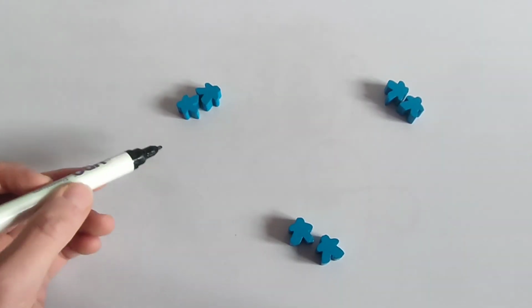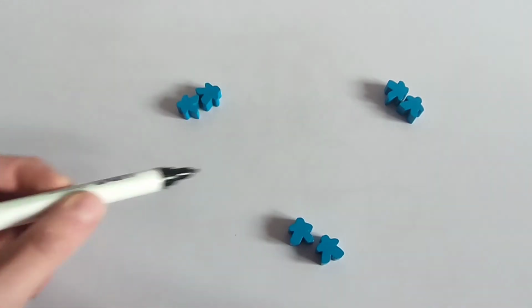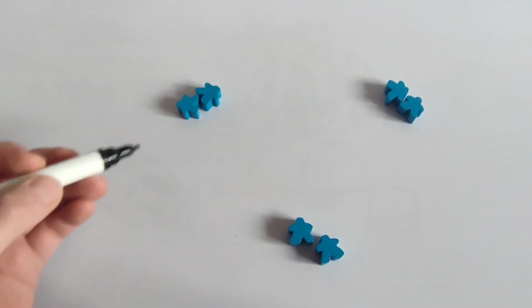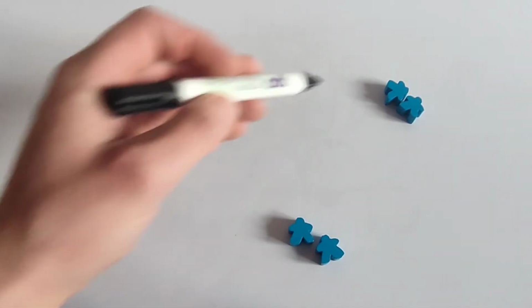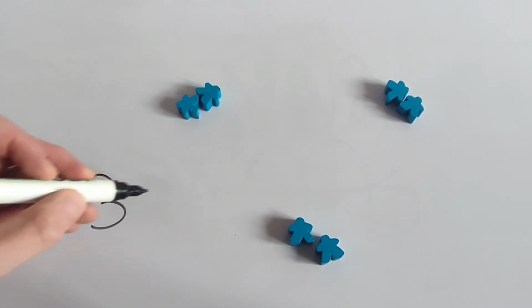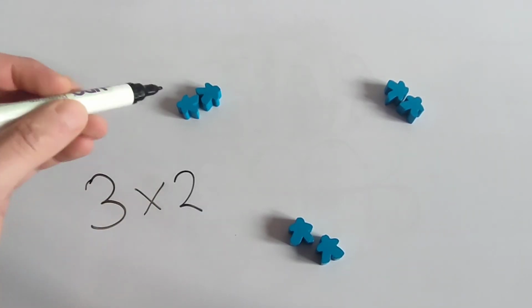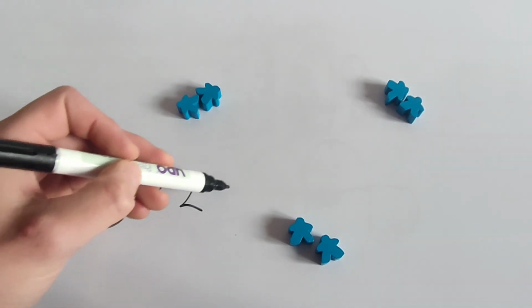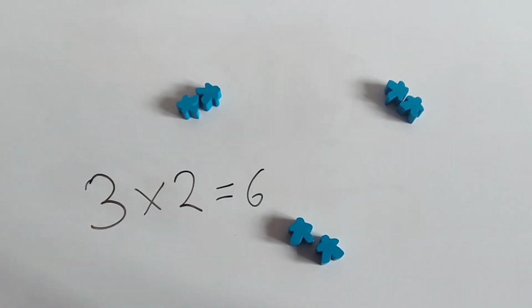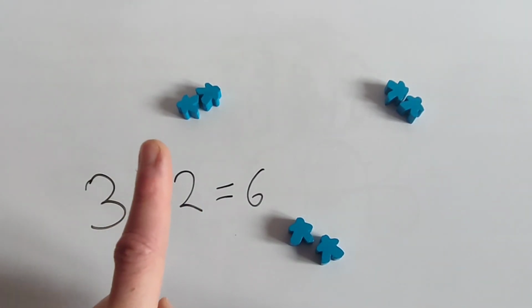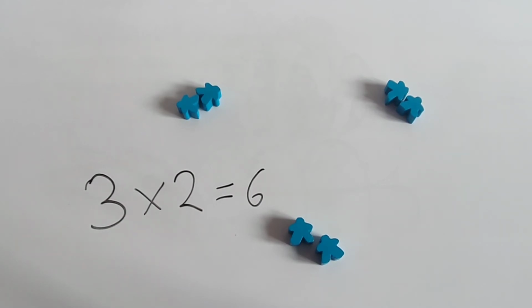Right. This is a perfectly good way of representing 3 equal groups with 2 in each group. So we've got 3 times 2. Let's count in twos. 2, 4, 6 equals 6. But it's not an array. And I know that might be quite tricky, but that's not an array.